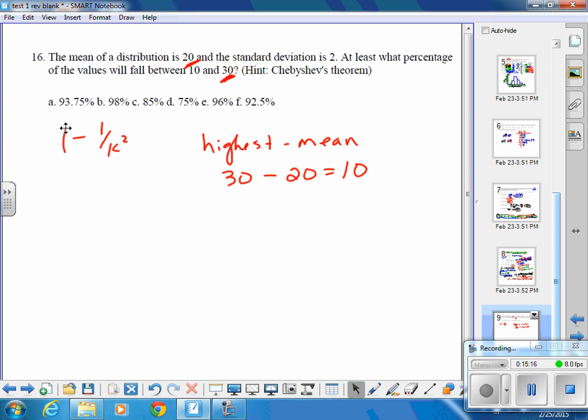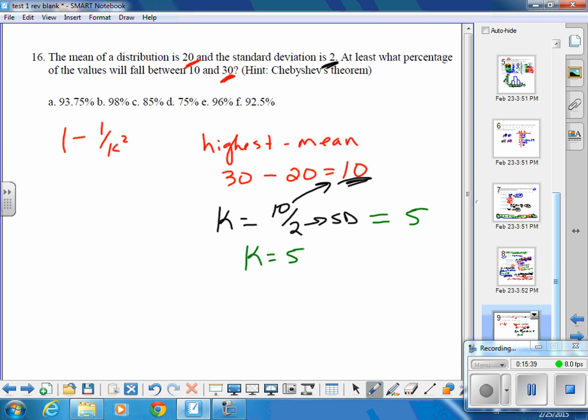Then I find my k. To find k, it's this number here divided by the standard deviation. So 10 over 2, so this comes from that. This is the SD, standard deviation. In different problems, it's going to be a different number. 10 divided by 2 is equal to 5, so I know that k is equal to 5.